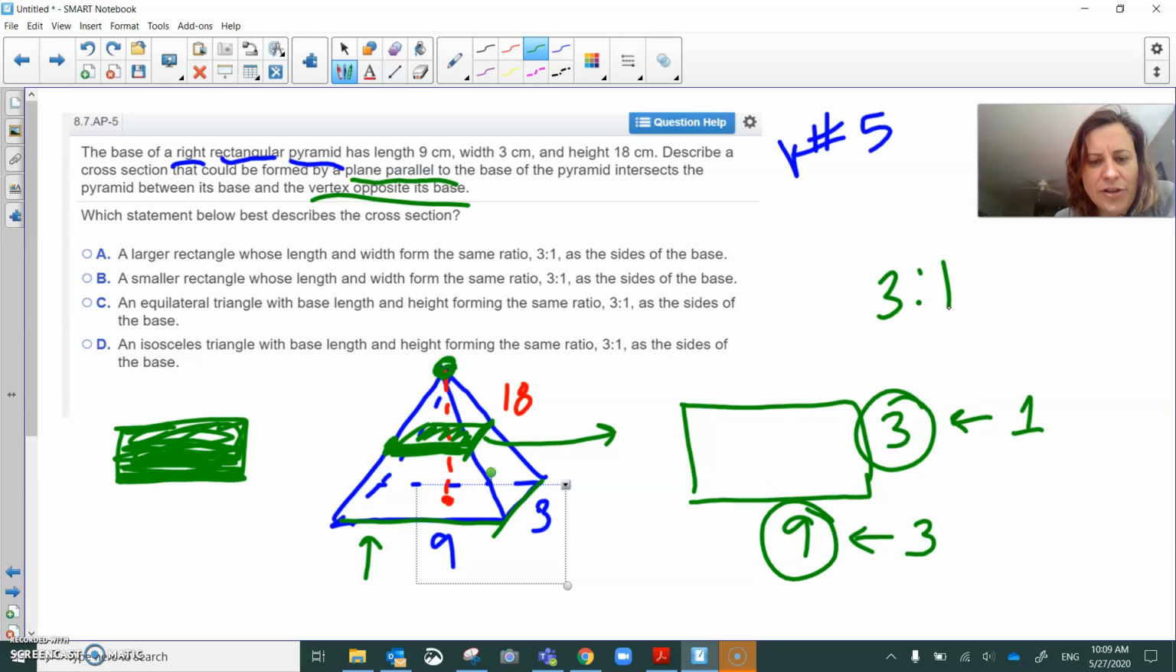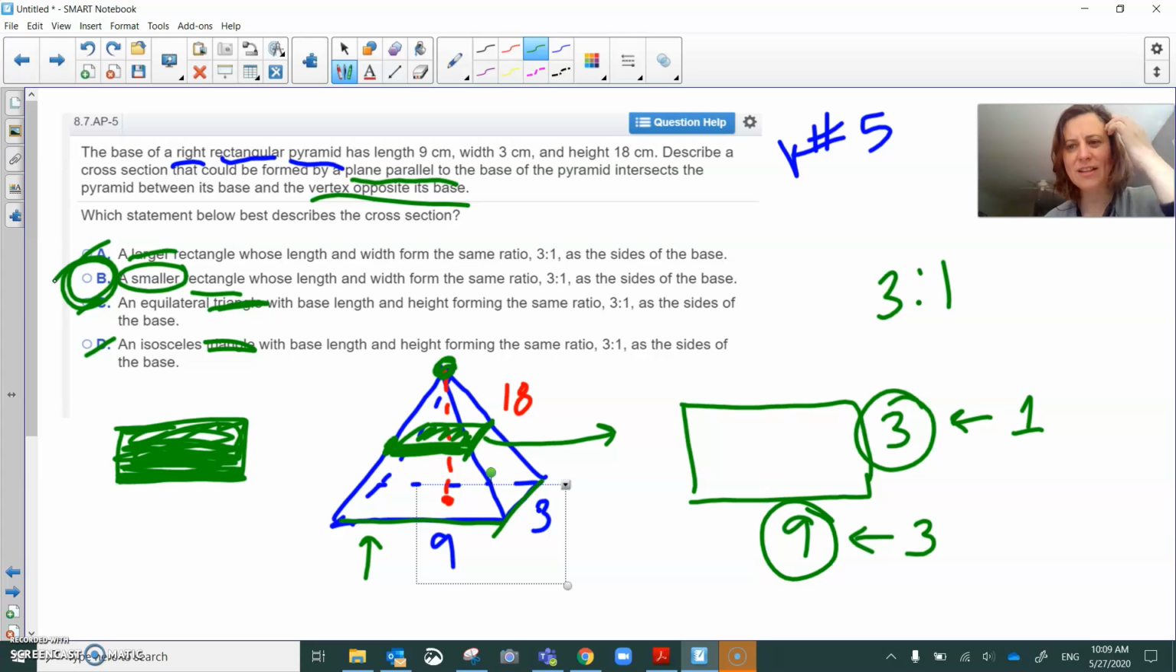It's not going to be a larger rectangle. It's definitely going to be smaller. So this one so far is working. A smaller rectangle. It's definitely going to be a rectangle. It's not going to be a triangle. So it looks like we've eliminated these options. This is the only option it can be.